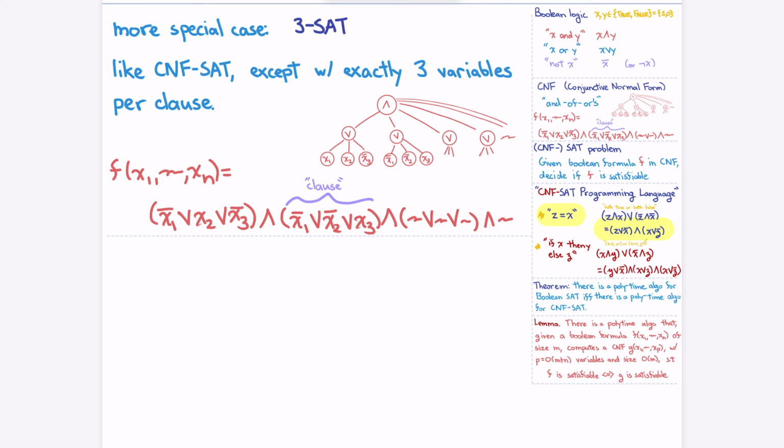So if CNF SAT was too general, let's try to make it even more specific. Here's one called 3SAT. 3SAT is like CNF SAT, but you only have at most 3 variables per clause. And then the question, as usual, is whether there is a polynomial time algorithm for 3SAT. Okay, so an even more special case, only 3 variables. All right, who thinks we can get a polynomial time algorithm for this one? Okay, who doesn't think we can get a polynomial time algorithm for this one? Okay, and why?